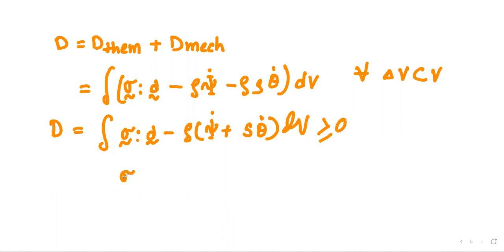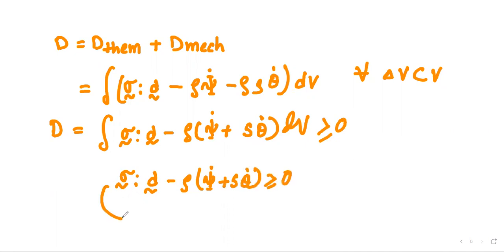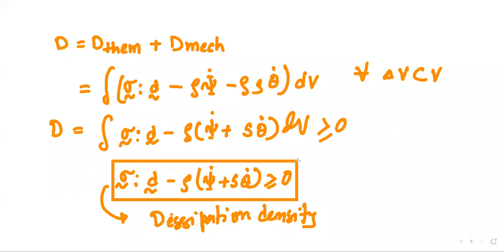In pointwise form, we can write D minus rho psi dot plus S theta dot greater than or equal to 0. This expression on the left-hand side is called the dissipation density. This is the second law, or the Clausius-Planck or Clausius-Duhem inequality, in terms of free energy.